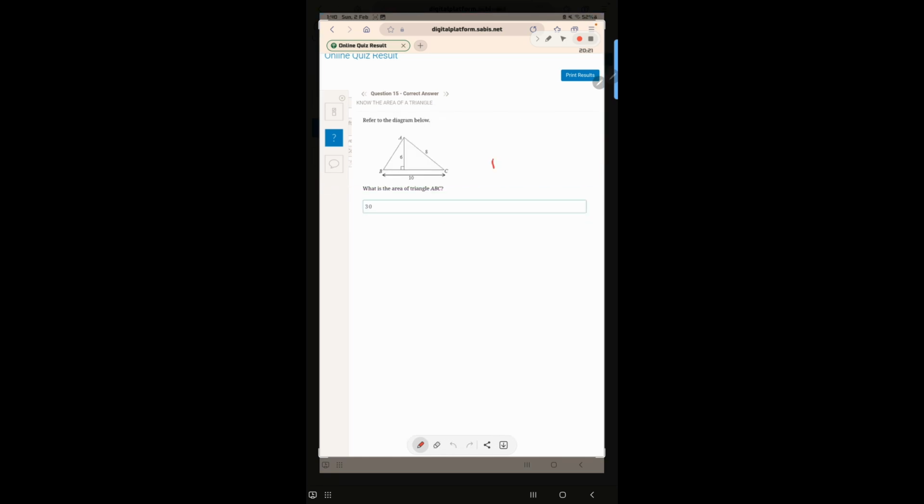The area of a triangle is base times height over 2. The base is 10, the height is 6. So 60 over 2 gives you 30.